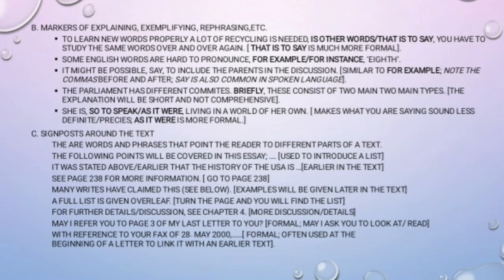C. Signpost around the text. Signpost around the text adalah nama yang biasa digunakan untuk kata atau frasa yang mengekspresikan hubungan dari dua ide dan melakukan perubahan atau modifikasi dari titik satu ke titik selanjutnya secara tertulis. Signpost ini bisa menghubungkan ide-ide dalam sebuah kalimat, menghubungkan dua kalimat, dua paragraf, bahkan dua bagian esai menjadi satu.